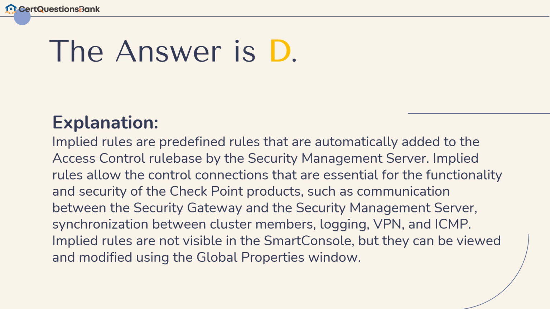Implied rules are predefined rules that are automatically added to the access control rulebase by the security management server. Implied rules allow the control connections that are essential for the functionality and security of the Check Point products, such as communication between the security gateway and the security management server, synchronization between cluster members, logging, VPN, and ICMP. Implied rules are not visible in the SmartConsole, but they can be viewed and modified using the Global Properties window.